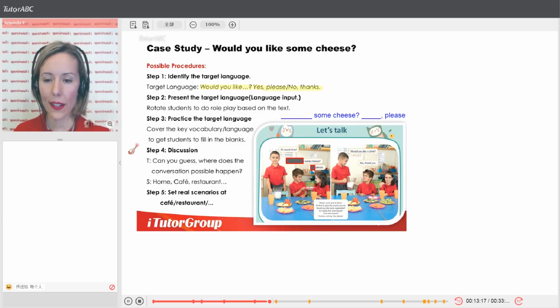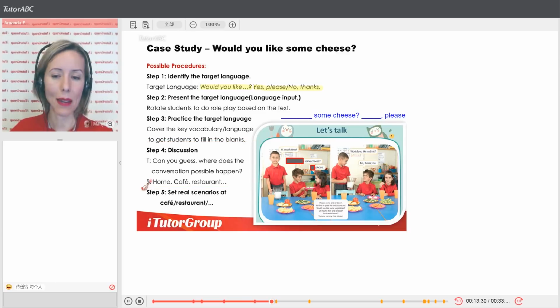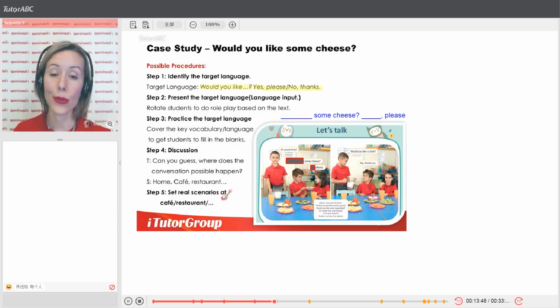And then to extend the material a little bit, maybe you'll ask them a few questions. You might say, where are they? And there's really no wrong answers. They might say they're at home. Maybe they're at school, at a cafe, a restaurant. Just kind of brainstorm a little bit. And once you feel like they're comfortable with the language, then you're going to set a real scenario at a cafe or a restaurant or wherever they choose and do some role play.